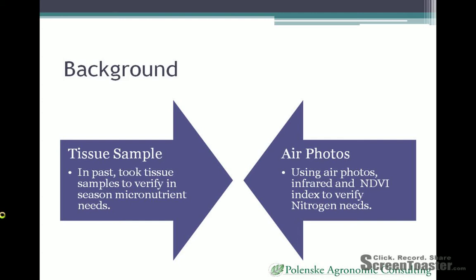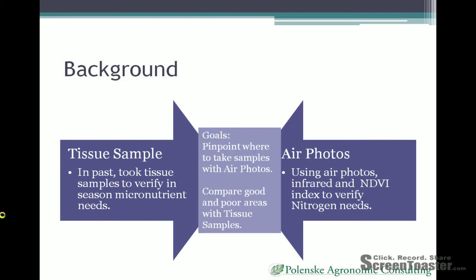And we've been wanting to use air photos, so that was one of the things we wanted to get into, and we got hooked up with the OptiGrow program that John Deere used. By using these air photos, we were able to use infrared and NDVI index to verify nitrogen needs, is what they were claiming that this would do. And what we wanted to do is also pair it with tissue samples to see if there's anything else we could find out from these pictures.